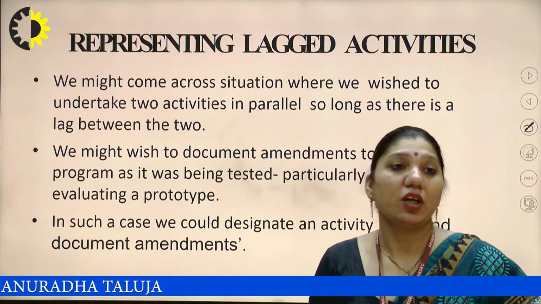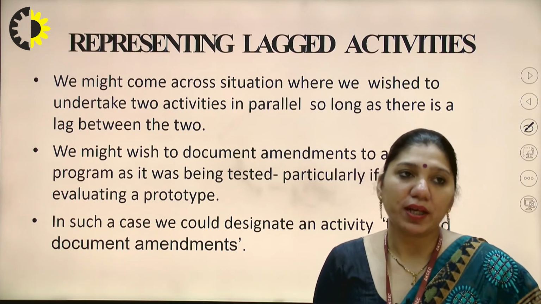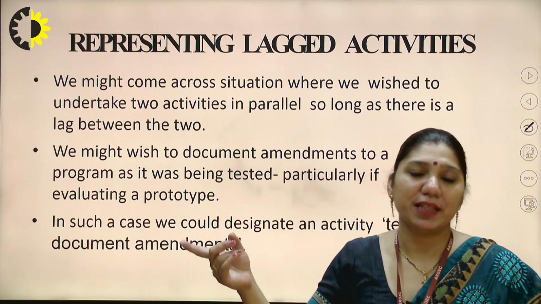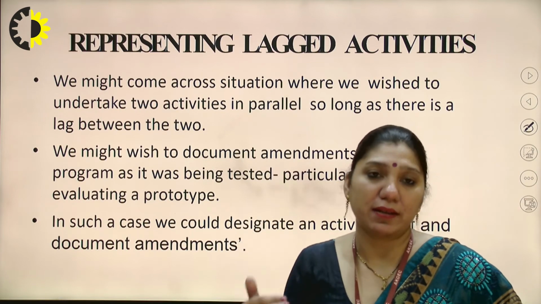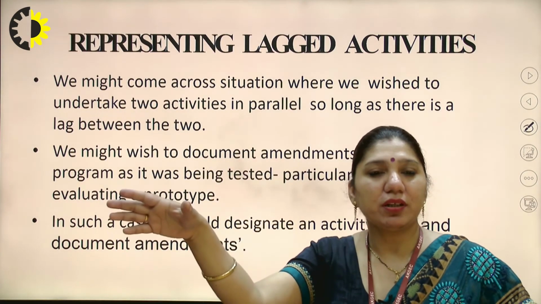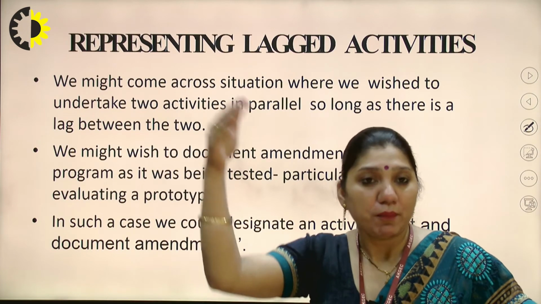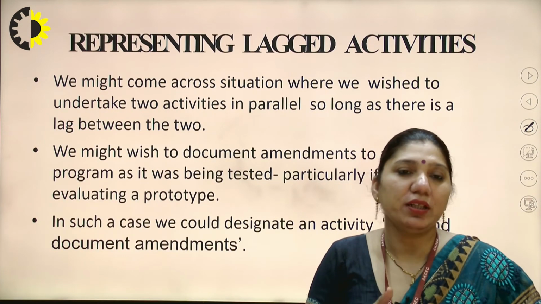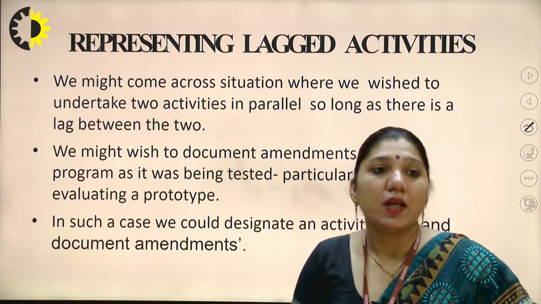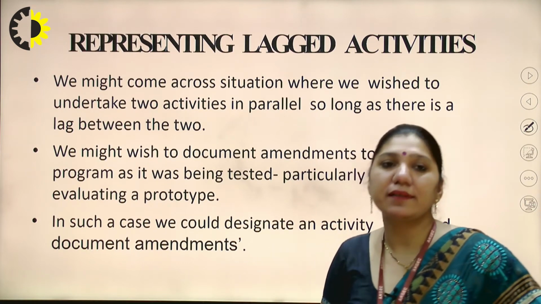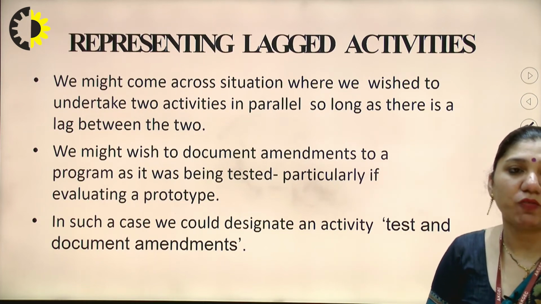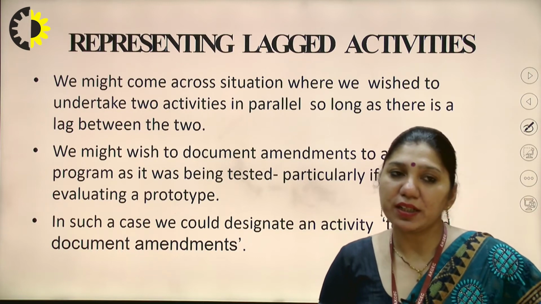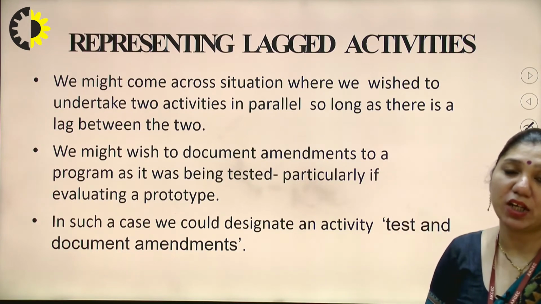we wish to undertake two activities in parallel so long as there is lag between the two. When the activities are running in parallel, in the bar chart also we have seen that some activities are executing in parallel, isn't it? At the end of the third week, one project has been completed, but before the completion of the third week, we started the project at the initial level of the third week at some module. So we might wish to document amendments to a program as it was being tested, particularly if evaluating a prototype.